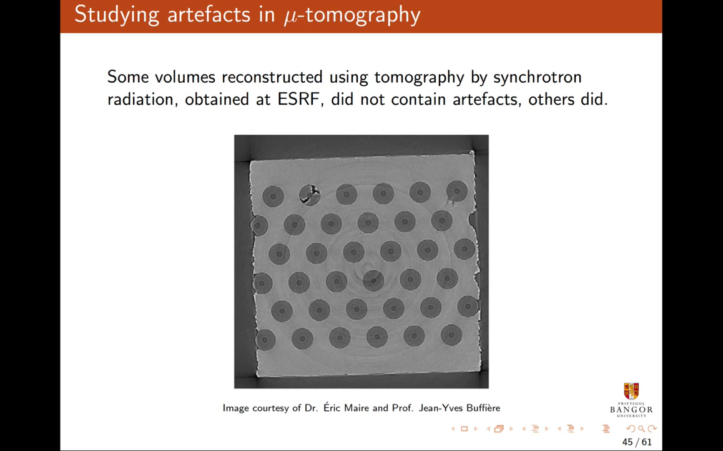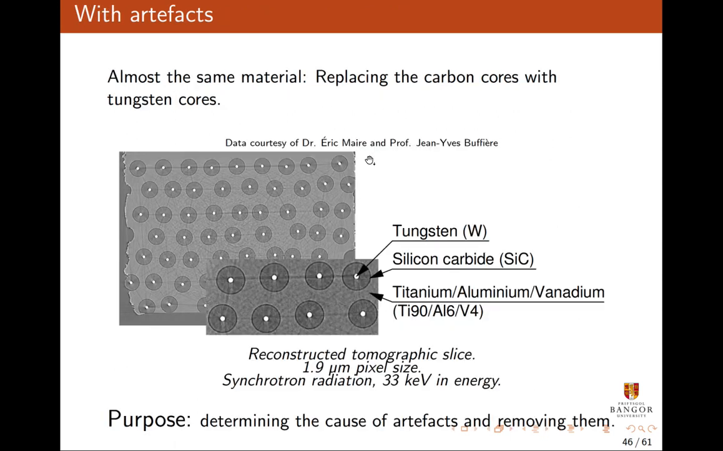So some tomographies were perfect. Here we got a fiber, but the core here is carbon. It does not attenuate X-rays a lot. So when we change the carbon into tungsten, they start to see these artifacts. All these streaks here, these dark lines, they do not exist in reality. So my work was to see what we could do with simulation to figure out what went wrong.